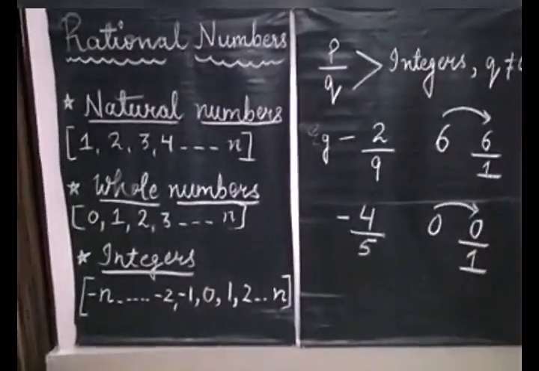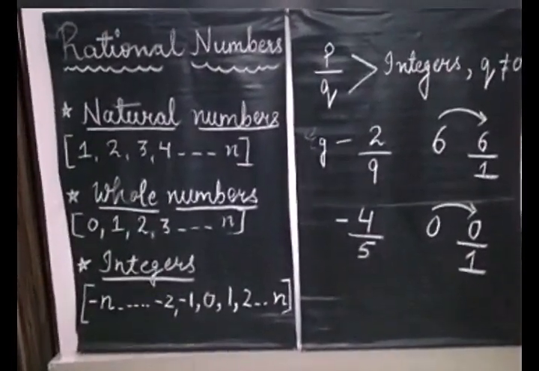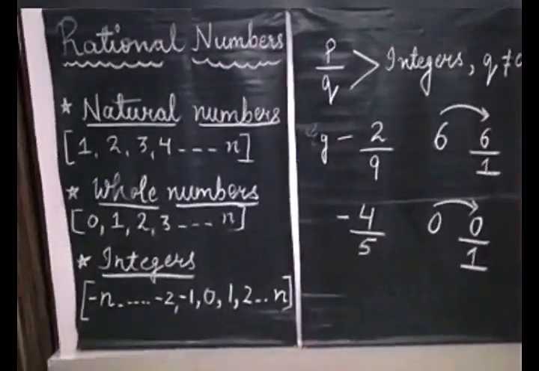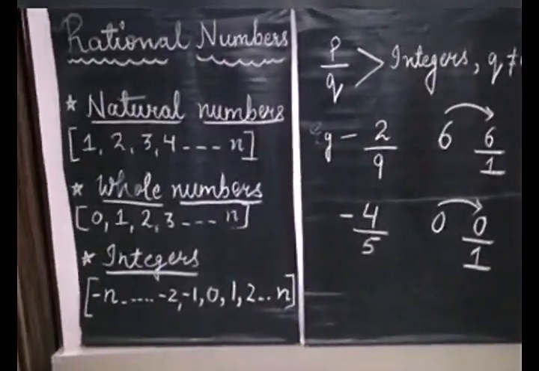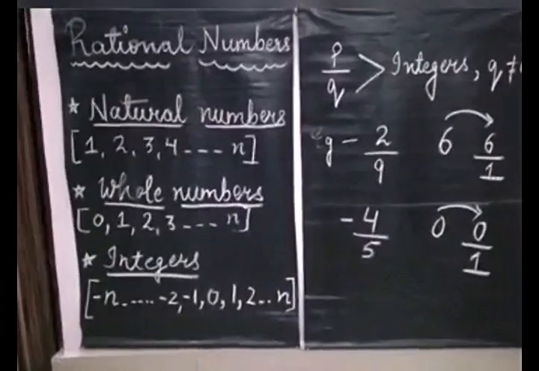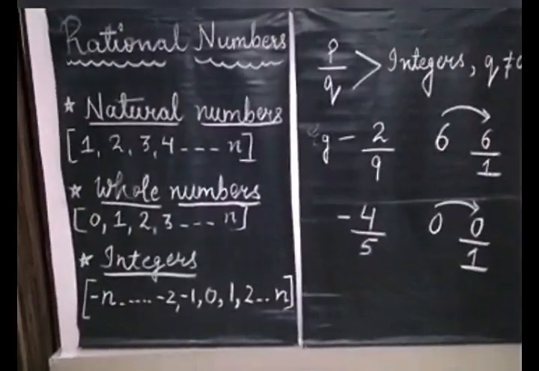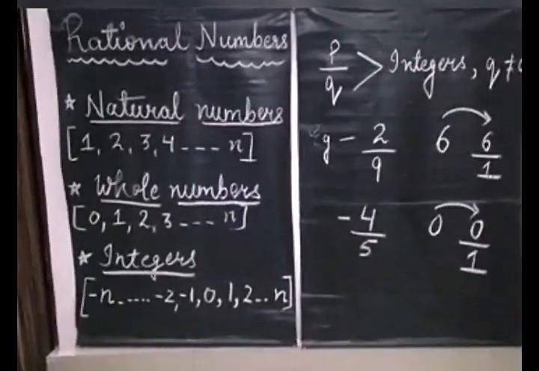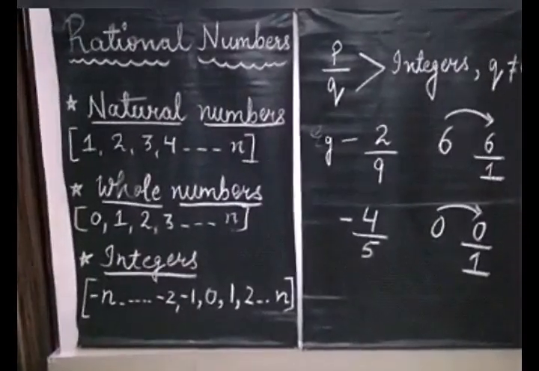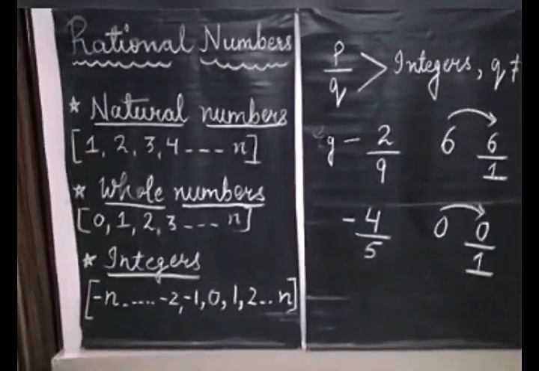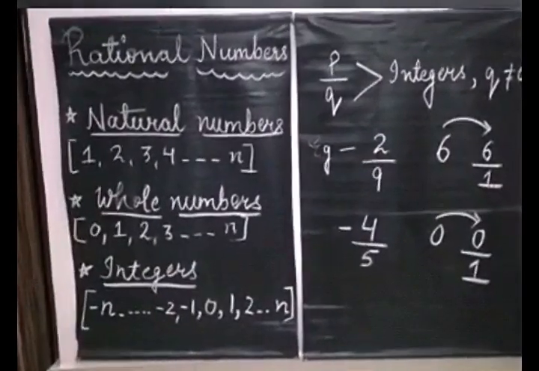Integers: -1, -2, 0, 1, 2 up to n numbers. All such type of numbers fall in the category of integers. That is, integers are both positive as well as negative. These were the terms which we have discussed. Now let us come to rational numbers.